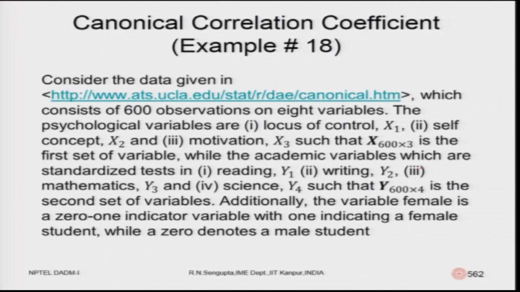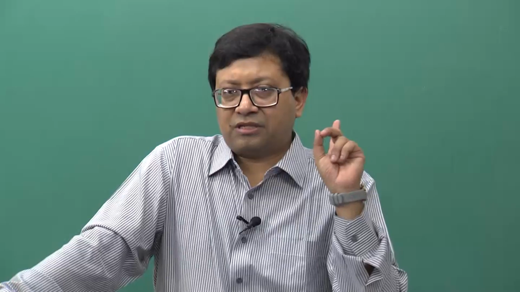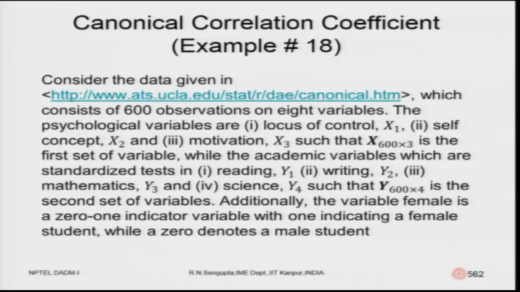Additionally, there is the variable female or male. As I mentioned, if you remember, there were 8 variables. The first 3 are the X's, the next 4 are the Y's, and the 8th one is whether the person is a male or a female. Let me continue reading. Additionally, the variable female is a 0, 1 indicator variable, with 1 indicating a female student, while a 0 denotes a male student.